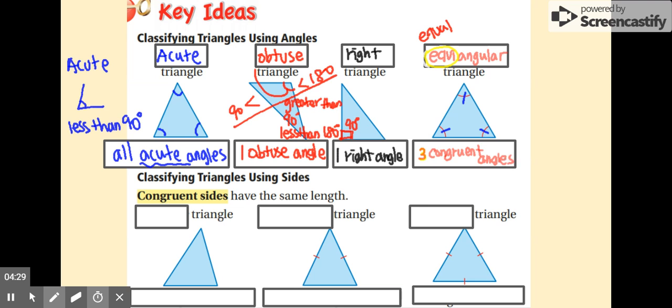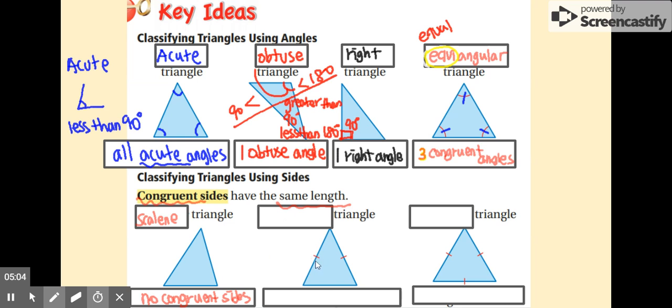And now we're going to classify triangles by sides. Congruent sides have the same length. We already talked about what congruent means, so this means equal. Congruent sides have the same length, same measures. So when all sides are different, it's called scalene. A scalene triangle has no congruent sides.